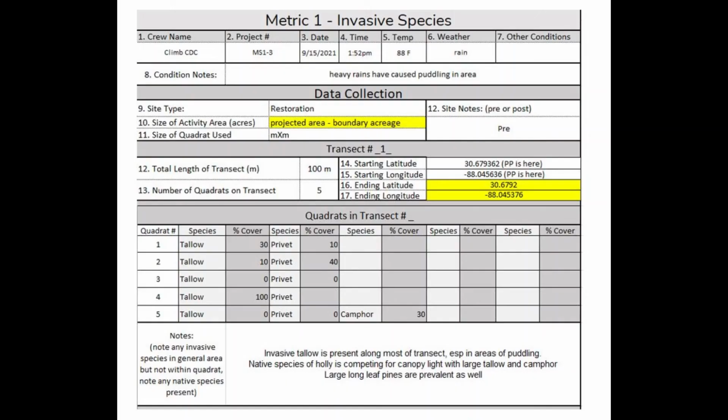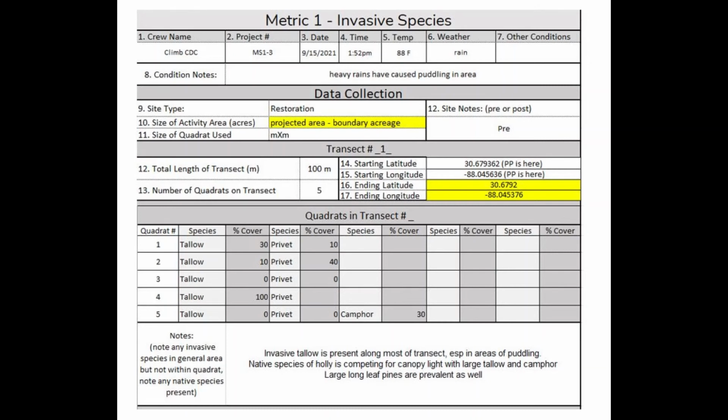And at each of those quadrats, we're going to be filling out our data sheet. So you'll see here on the bottom section of the data sheet under quadrats, we'll list 1 through 5 under this first transect. So in transect 1, we estimated 30% tallow and 10% privet, and so on down the line. There's also a note section in here, and it notes that you can put any invasive species in the general area, not just within the quadrat, and also any native species present.